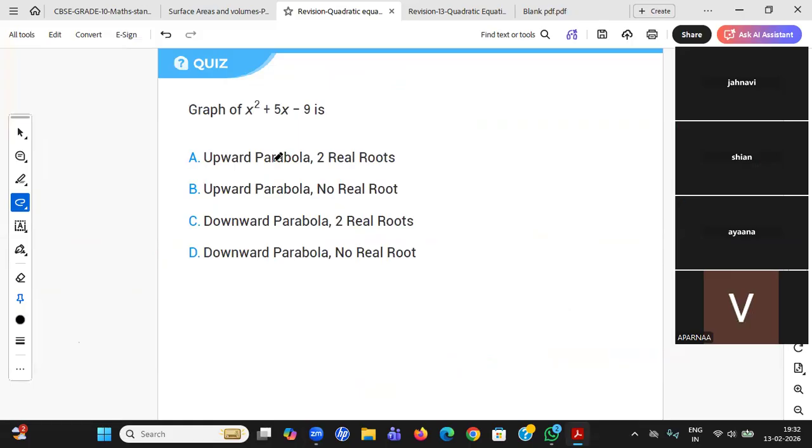Yeah, so final question, student. So he's asking nature first of all. So try to find b square minus 4ac first. Nature: real, non-real.